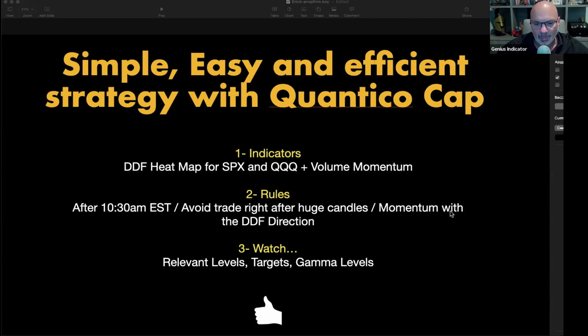And momentum with the BDF direction only. Never going to trade the momentum against the BDF direction, right? Those are the rules. But you can always keep watching relevant levels, targets, and gamma levels.